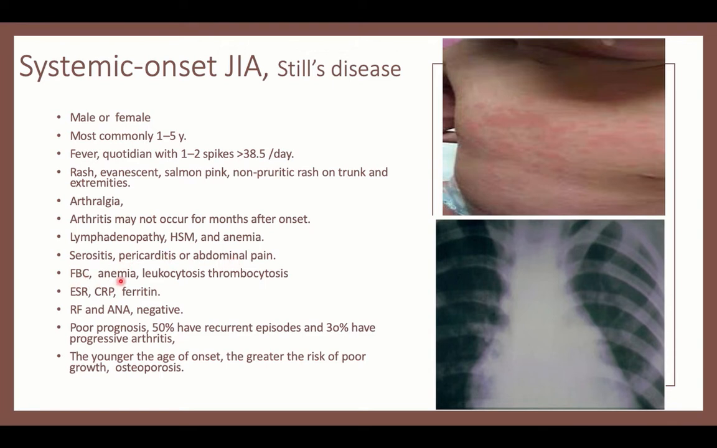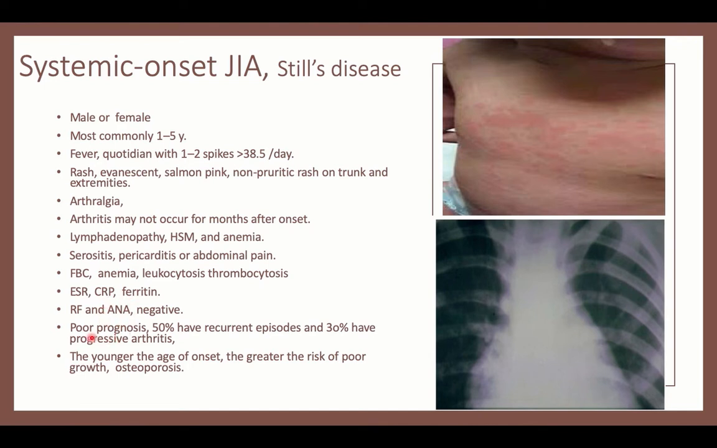Labs will show anemia, very characteristic, that is progressive, usually associated with leukocytosis and thrombocytosis. So leukopenia or thrombocytopenia is not a feature of juvenile idiopathic arthritis. As an inflammatory condition, we have leukocytosis and thrombocytosis. Acute phase reactants are expected to be high: ESR, CRP, and serum ferritin. Rheumatoid factor is usually negative, and ANA is also negative.